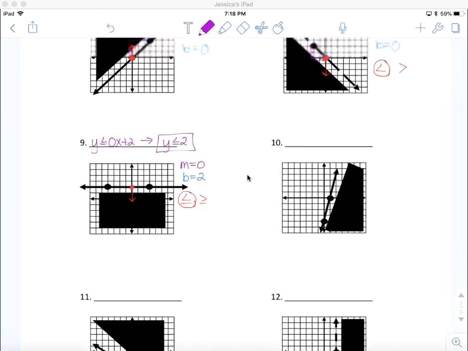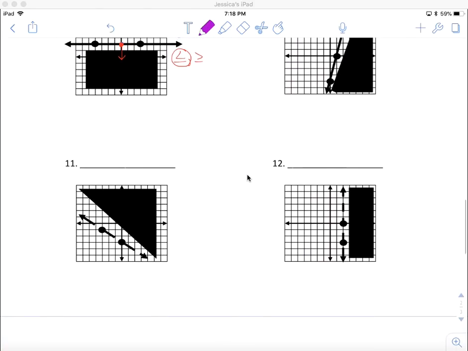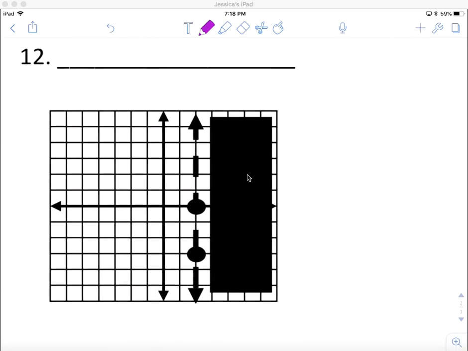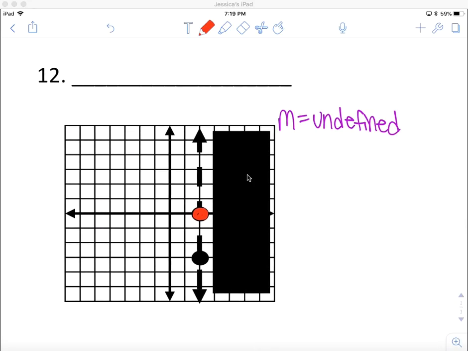I want to skip to number 12 to look at our vertical line here. For vertical lines, we know by now that our slope is undefined. Undefined, undefined, that's the slope of a vertical line. I am crossing the x-axis here at positive 2, and I know that undefined lines are written with an x and then wherever you're crossing. From here, I need to choose my inequality sign.